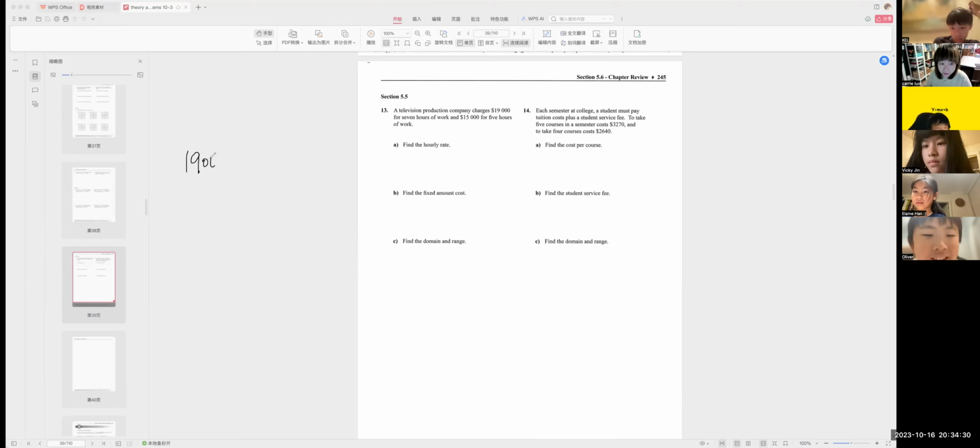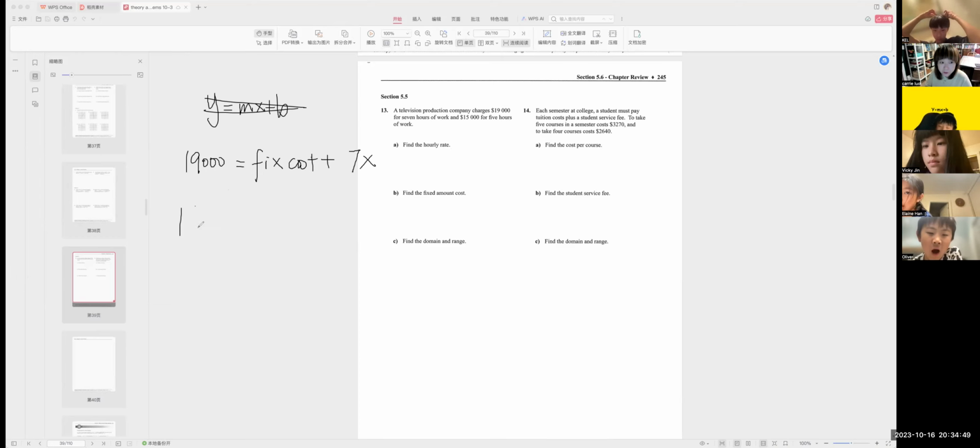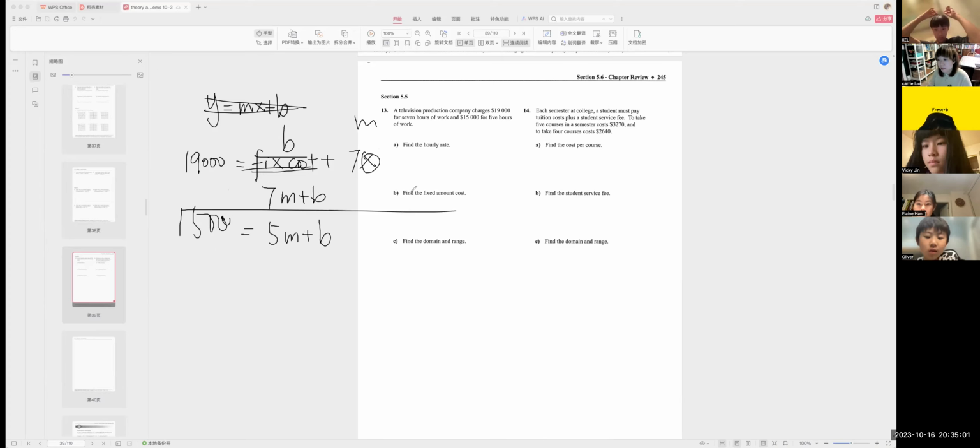Okay, so if you have y equals mx plus b, right? Oh, sorry, this is the next one. So 19 equals fixed cost plus 7x, correct? So the fixed cost is b. So this x is m, correct? So 7m plus b equals 19 and 5m plus b equals 15, correct everybody? So you can find out the b and find out the m. So everybody, could you please tell me what is m and what is b? M is 2,000 and b is 5,000.